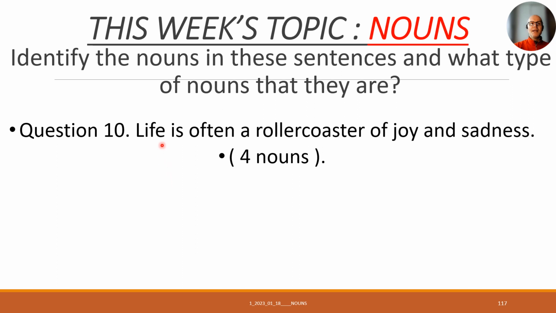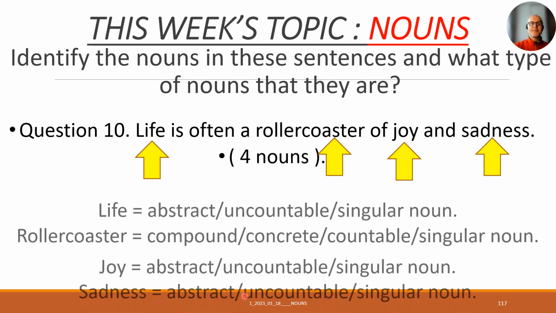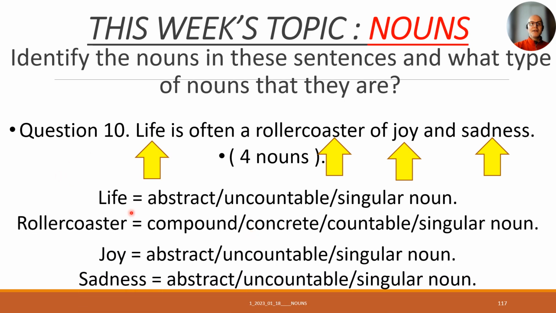Question 10. Life is often a roller coaster of joy and sadness. The four nouns here are life, roller coaster, joy, and sadness. Life, abstract, uncountable, singular. Roller coaster, compound, concrete, countable, singular. Joy, abstract, uncountable, singular. And sadness, abstract, uncountable, and singular.